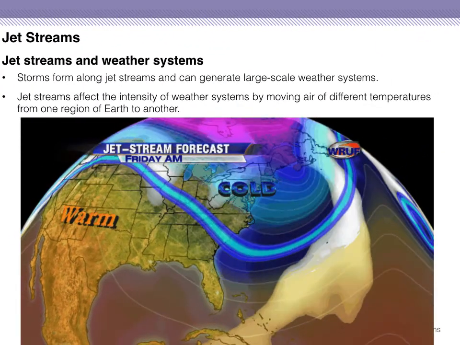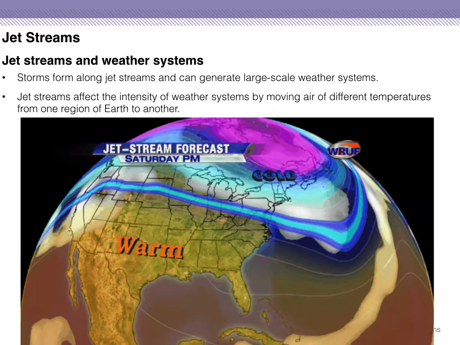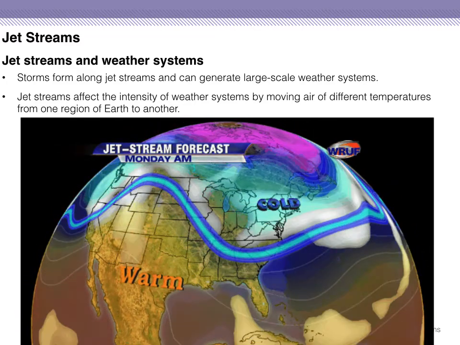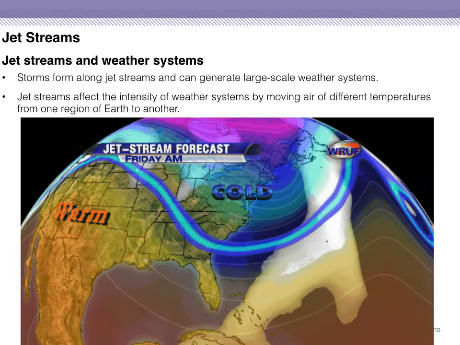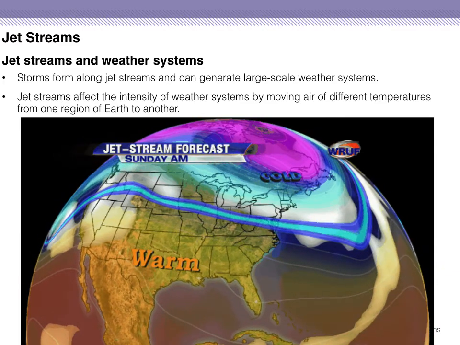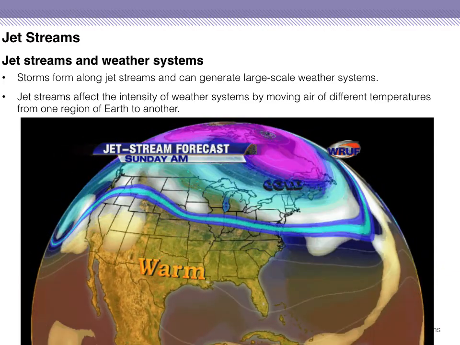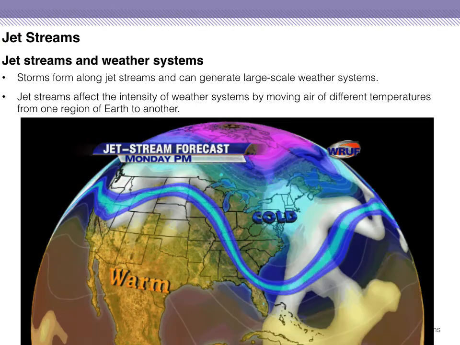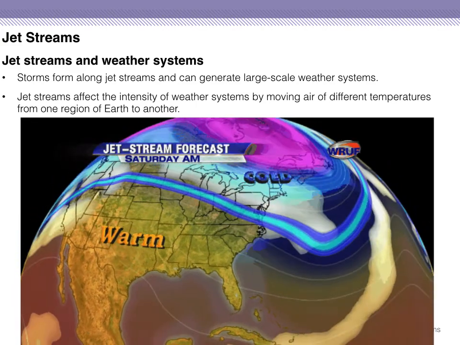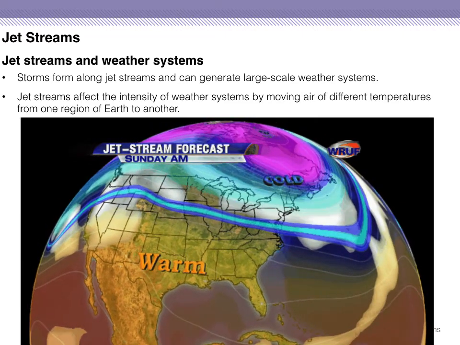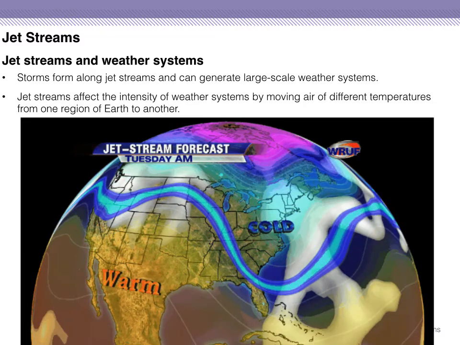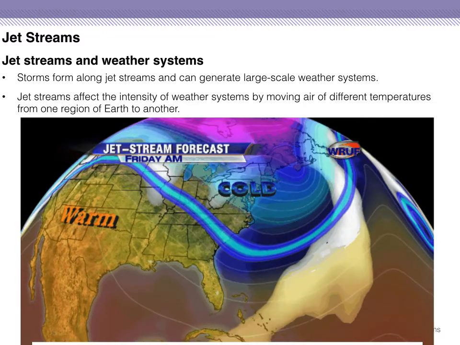Jet streams in our weather. Storms form along jet streams and can generate large-scale weather systems. Jet streams affect the intensity of weather by moving air of different temperatures from one region to another. So you're seeing here, the jet stream air is moving. So when it's coming from the north, you're going to get cold air. And what would happen is if the warm air forces it north, then you would get warm air. But the jet stream will then affect our weather.